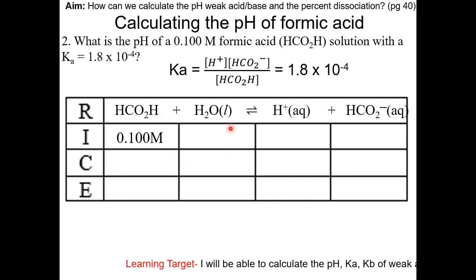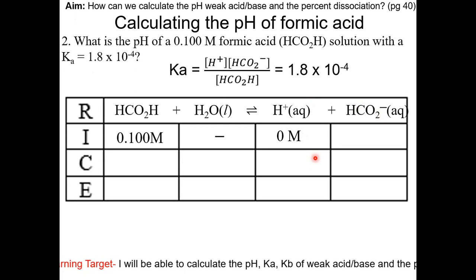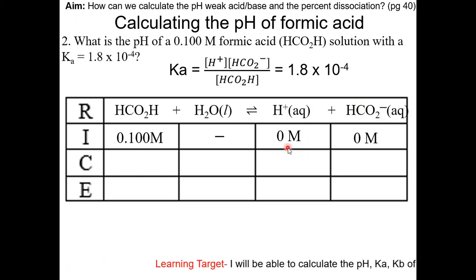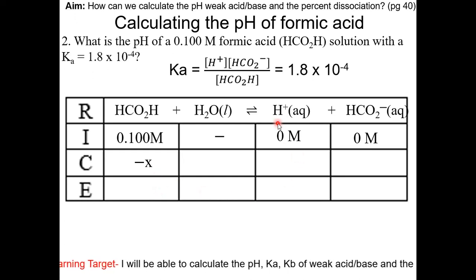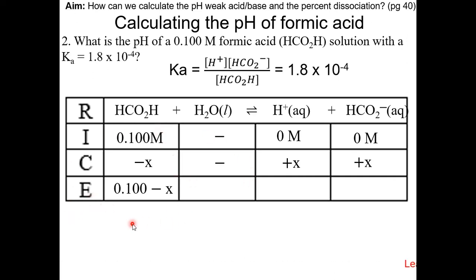We ignore water, and the initial concentration of the hydrogen ion and the conjugate base of formic acid is 0 molar each. Since the initial concentration of the products is 0 molar each, the equilibrium will shift to the right. So the change of concentration of formic acid will be minus x, and the change of concentration for the products will be plus x each. So the equilibrium concentration for formic acid will be 0.1 minus x. The equilibrium concentration for the products will each be x.